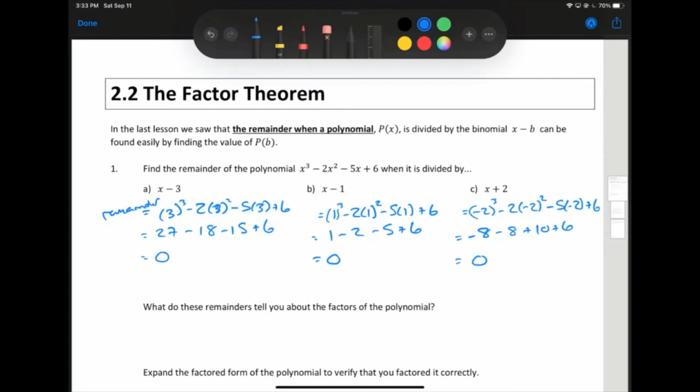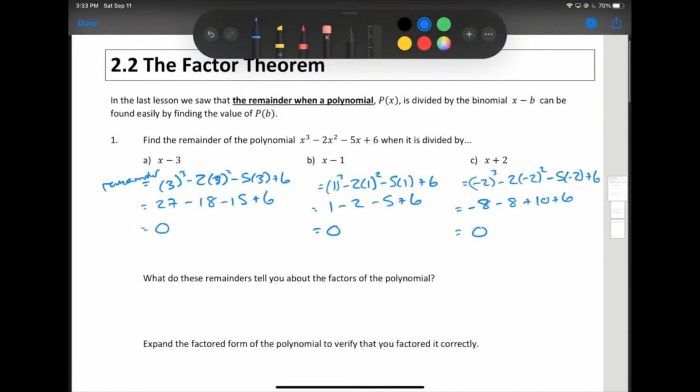Okay, so now if we're thinking about it, if something is divisible by a binomial and has no remainder, that means it is divisible by the polynomial. So we just found 3 factors of that particular polynomial. So I know that x cubed minus 2x squared minus 5x plus 6 must have factors of x minus 3, x minus 1, and x plus 2.